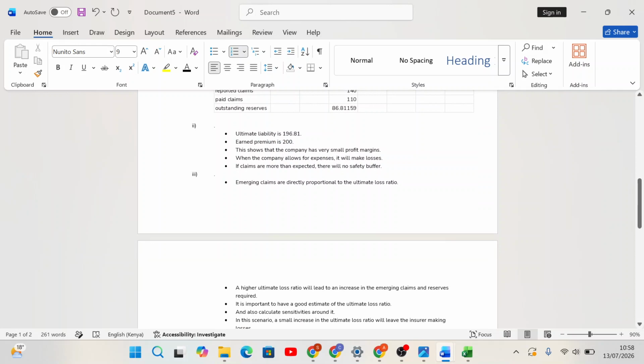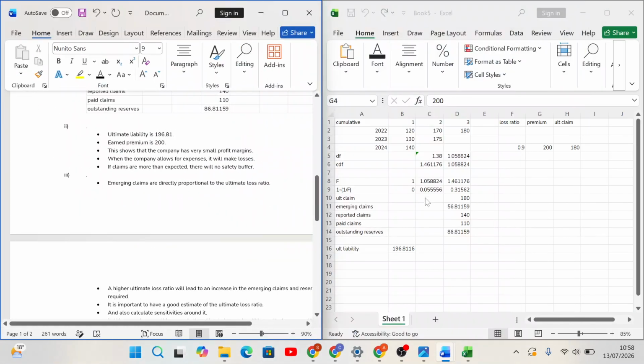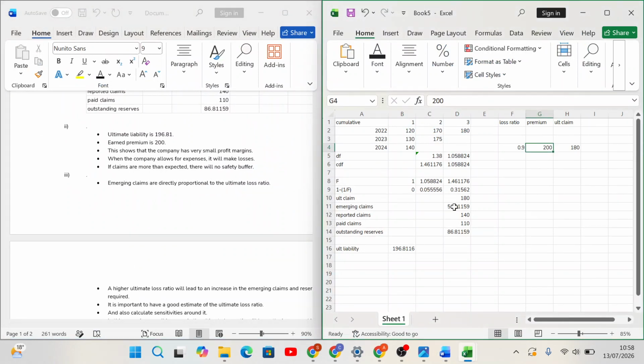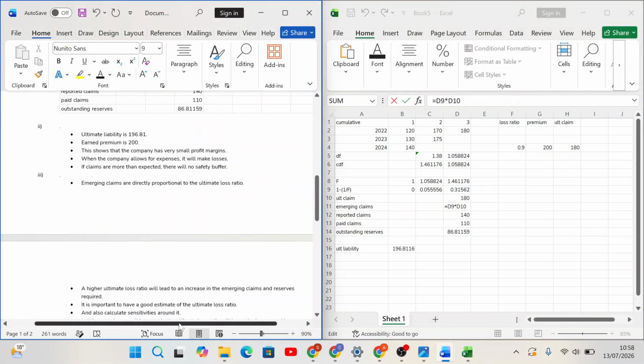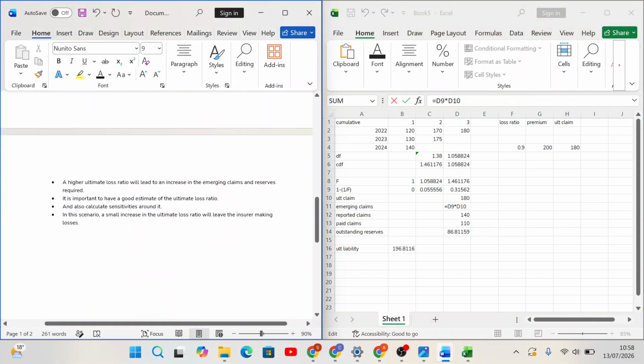So my points are, emerging claims are directly proportional to the ultimate loss ratio. We can see that here, these emerging claims we got from multiplying the ultimate claims and this factor here, and the ultimate claims is a factor of the loss ratio. So that's true. So emerging claims are directly proportional to the ultimate loss ratio. A higher ultimate loss ratio will lead to an increase in the emerging claims and reserves required.